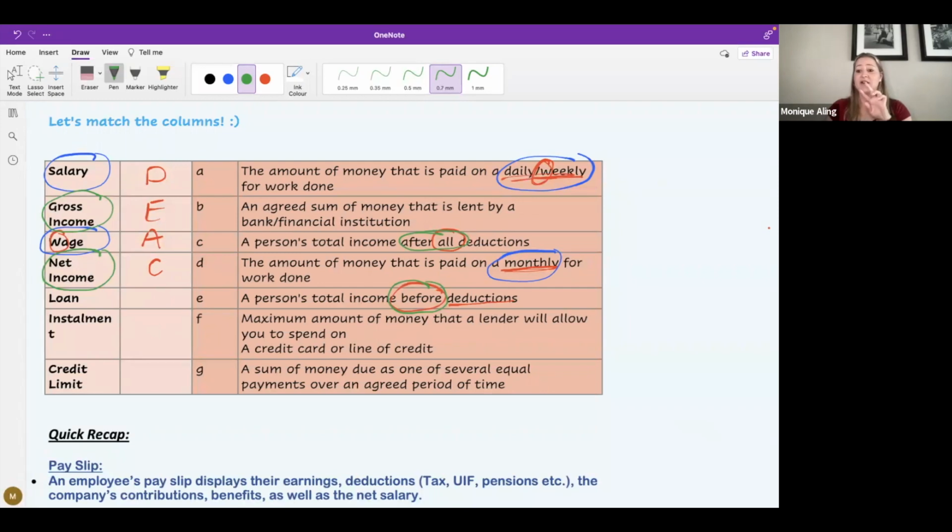I have seen these being asked, like what is the difference between net and gross, or asking what is the gross income, because people do get confused between gross and net. So make sure you know the difference. Okay, loan.